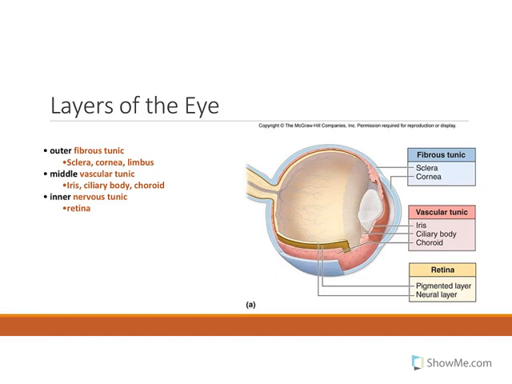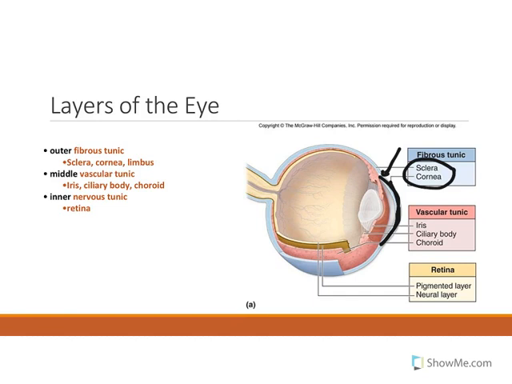The outer one is called the fibrous tunic, and really the 2 things that you need to know about it is the sclera and the cornea. The limbus is just the junction between the 2. The sclera provides protection to the eye, and the 6 extrinsic eye muscles are actually attached to that sclera. The cornea is transparent. It's this out here. That cornea is transparent and provides most of the focusing power of your eye, bends those light rays.